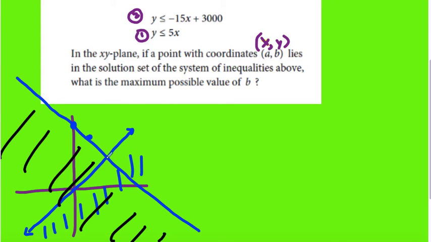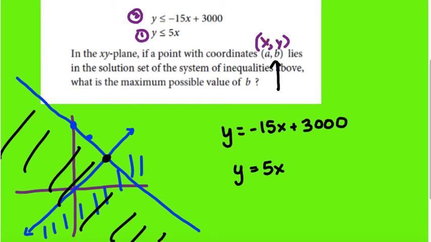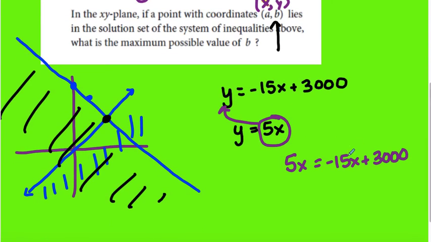So I'm actually looking for the point of intersection, and I'm looking for the y coordinate of that point of intersection. So I'm going to treat this like a system of equations. I'm going to make this y equals negative 15x plus 3,000, and this one y equals 5x. And I'm going to use substitution. So I'm going to plug 5x in for y. Then I'm going to add 15x to both sides. So I get 20x equals 3,000.